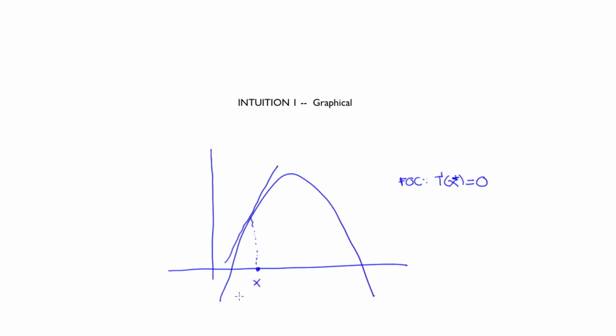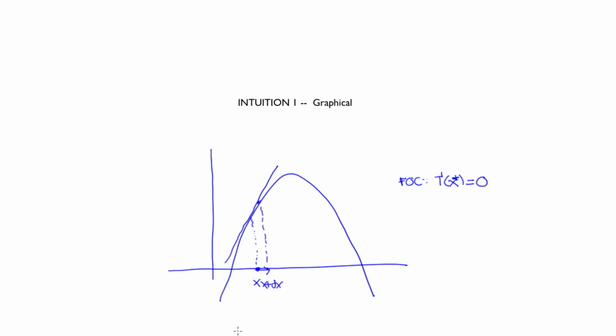In other words, x cannot be maximizing the function because, given that the slope is positive, if you move a little bit to the right, let's say to a point like x plus delta x, you can increase the value of the function approximately by the value of the slope times delta x.